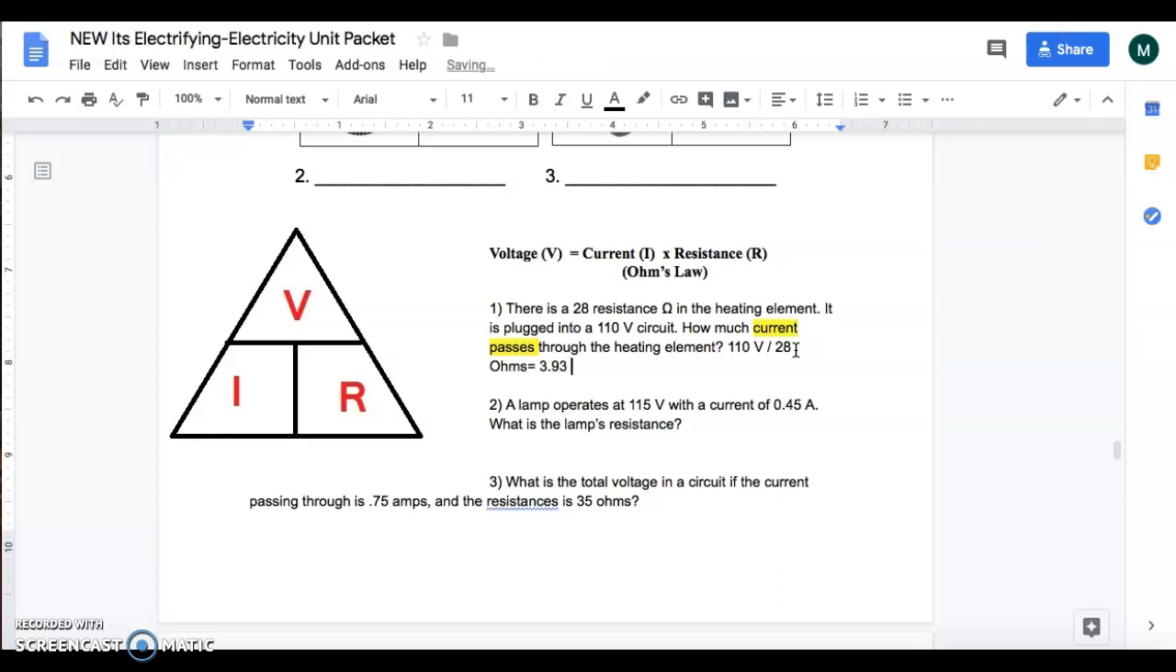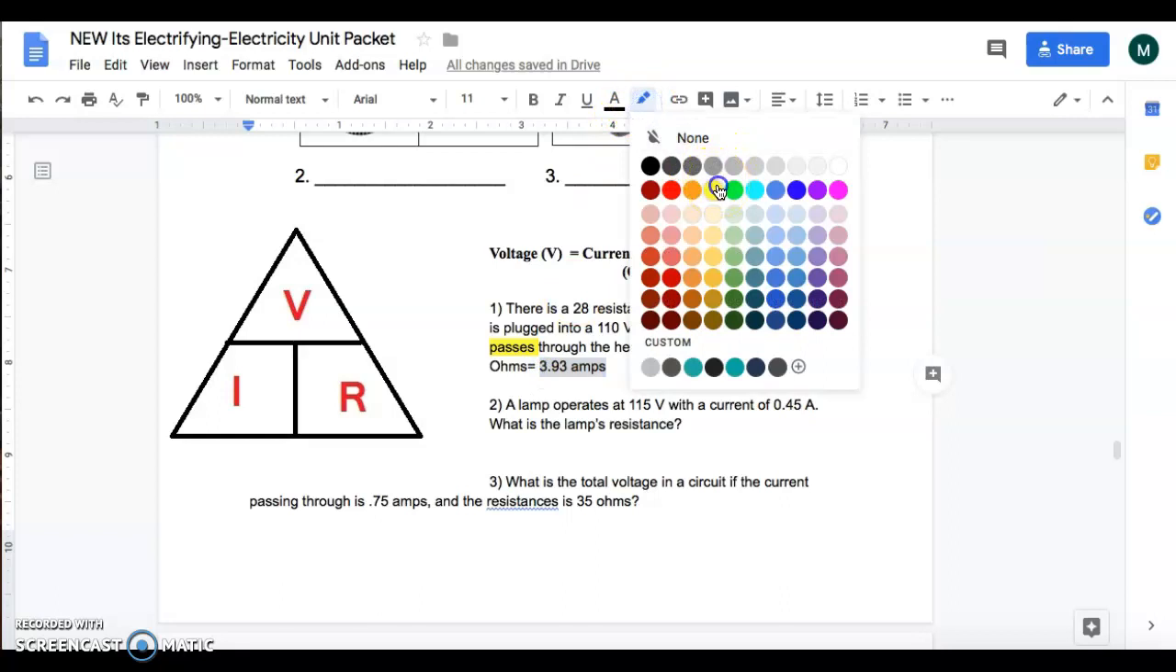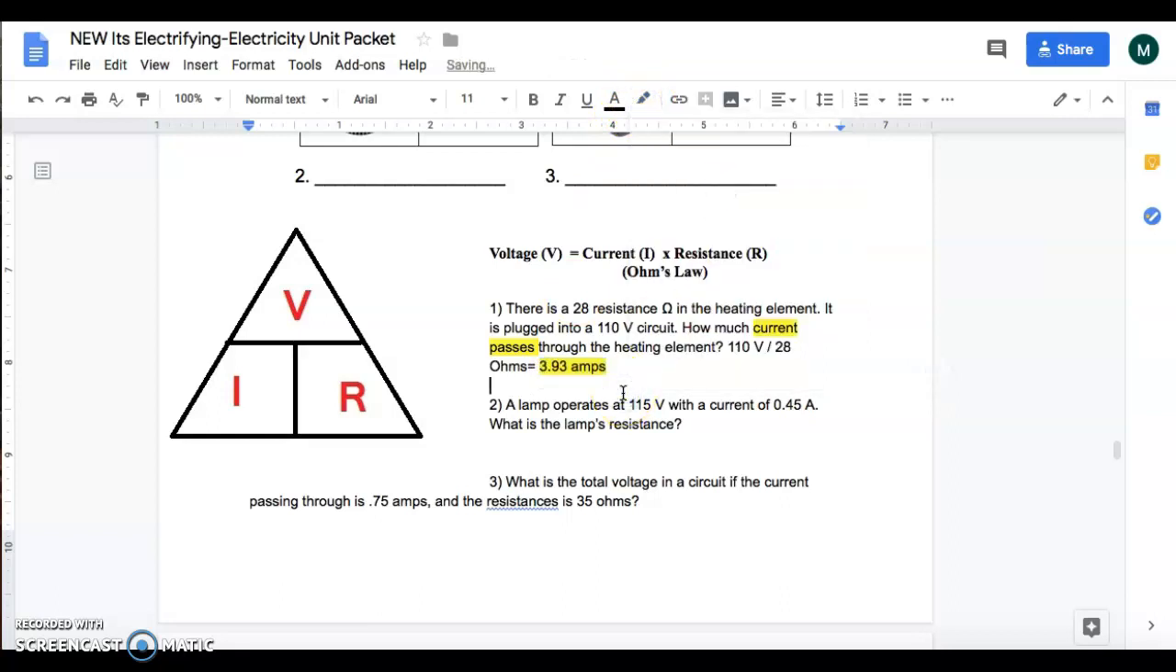Now I rounded here, amps. You're welcome to go an extra decimal place, but normally I'm going to tell you just round to the second or the third decimal place. But you notice that I put my units here. That's really important because we are dealing with 3 different variables. You must put your units.